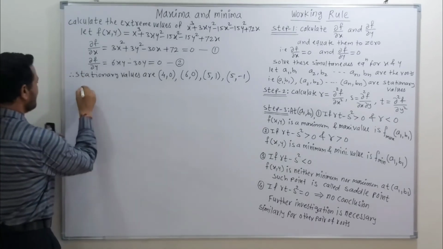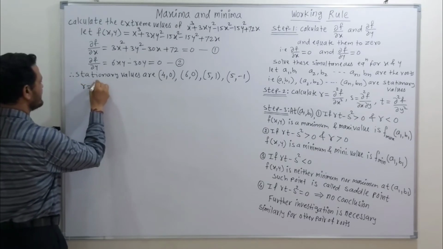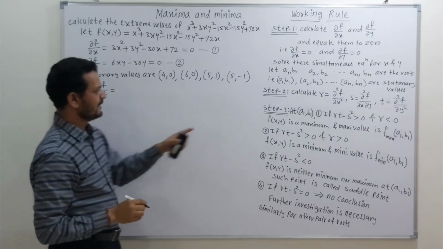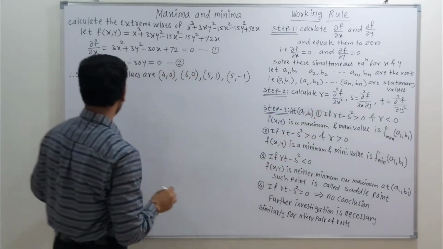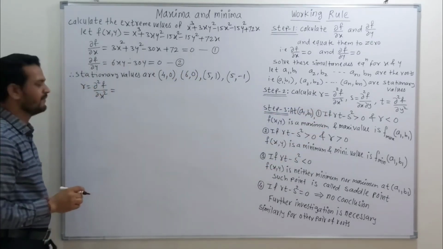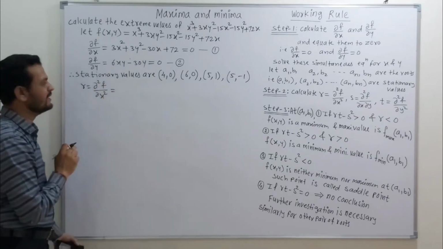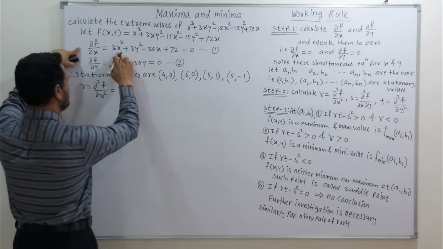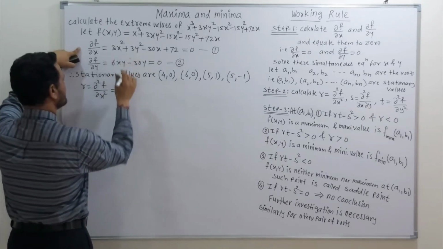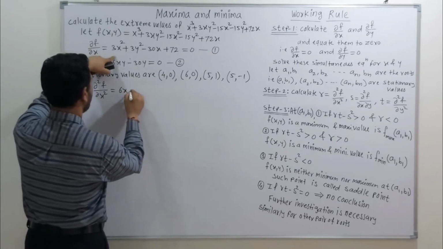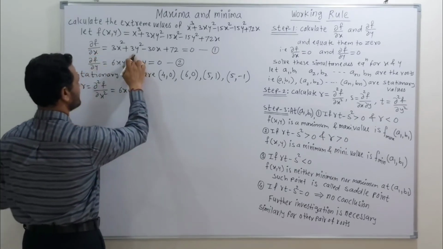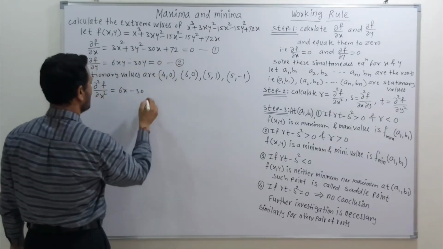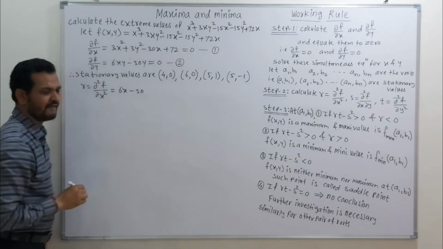Here the meaning of r is the second order partial derivative of f with respect to x. So that is the definition of r. Now calculate the value of r, that means the second order partial derivative of f with respect to x. Already we know the first order partial derivative of f with respect to x. Now once again take the derivative of this term with respect to x. This is 6x minus 30. This is constant because we are taking the partial derivative with respect to x, and this is also constant. This is the value of r.